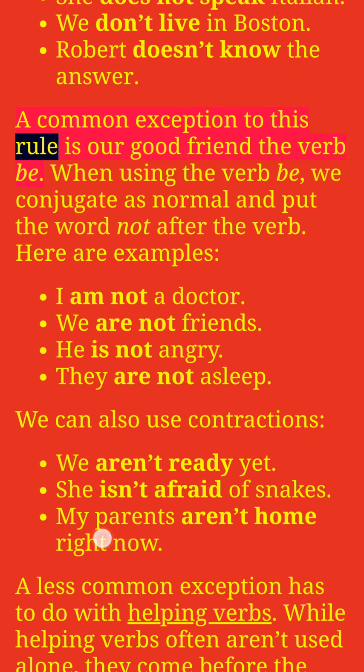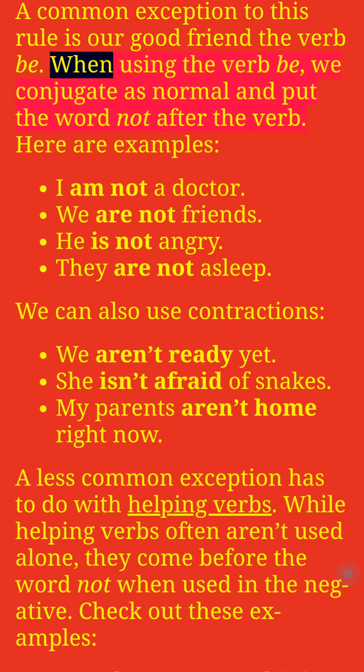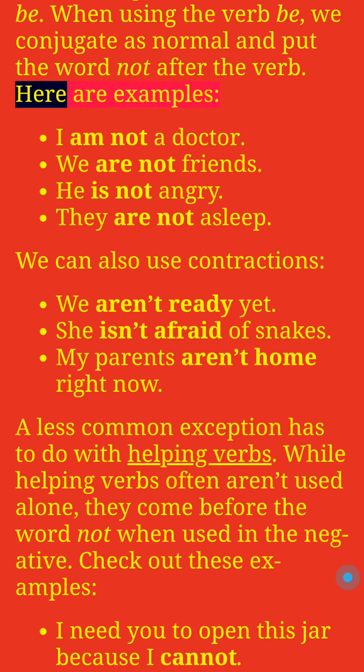A common exception to this rule is our good friend the verb be. When using the verb be, we conjugate as normal and put the word not after the verb. Here are examples. I am not a doctor. We are not friends. He is not angry.